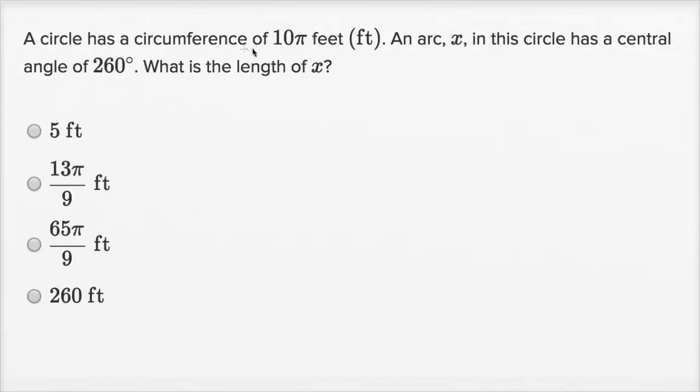A circle has a circumference of 10 pi feet. An arc x in the circle has a central angle of 260 degrees. What is the length of x? So let's just visualize what's going on here.